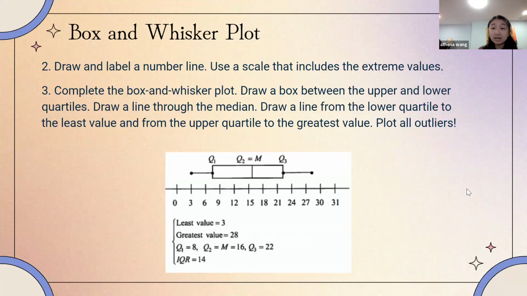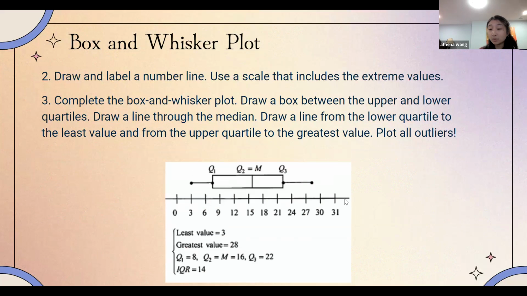Okay, so number 2, after we have done all of that, to draw this, we first have a number line. Make sure you have included the extremes, and then you complete this box and whisker plot. So between quartile 1 and quartile 3, draw a box, and then make a line through the median, and then the other ones go to the extreme values.